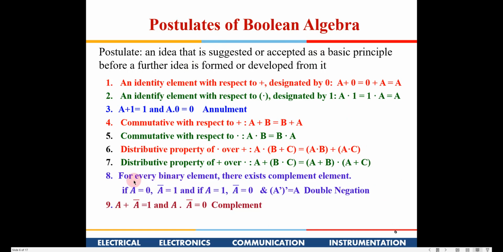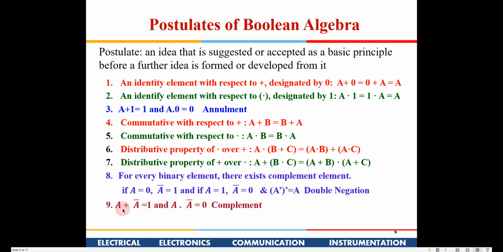And then the final 2 are also equally important. The 8th one says that for every Boolean variable there will be a complement. That means if A is equal to 0, A dash is equal to 1. Also, if you take the inversion of an inversion, you get back your value. That is understandable, right? If A is 0, A inverse will be 1, and the inverse of 1 will again be A. So that is why it says double negation gets back the original variable.